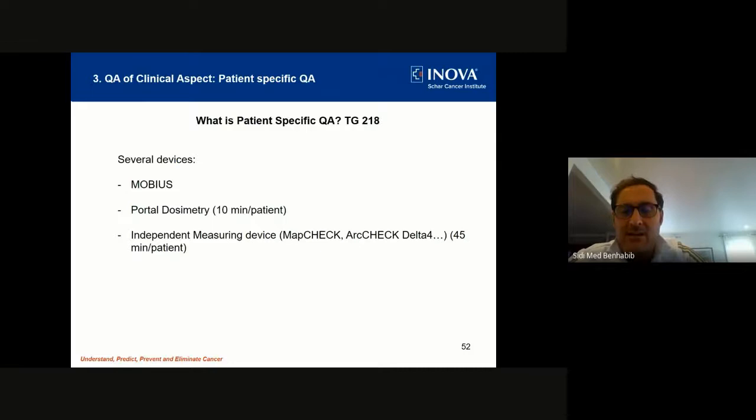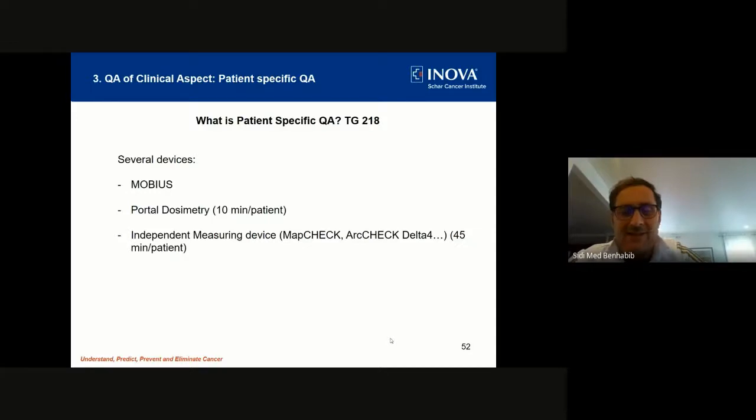So next, I'm just going to talk quickly about patient-specific QA. For VMAT cases, we do patient-specific QA, and for 3D cases, we do the QA with a diode. Basically, with the diode, we just make sure we check the setup of the patient. With patient-specific QA, I highly recommend you go through AAPM TG218. It's a very, very good reference.